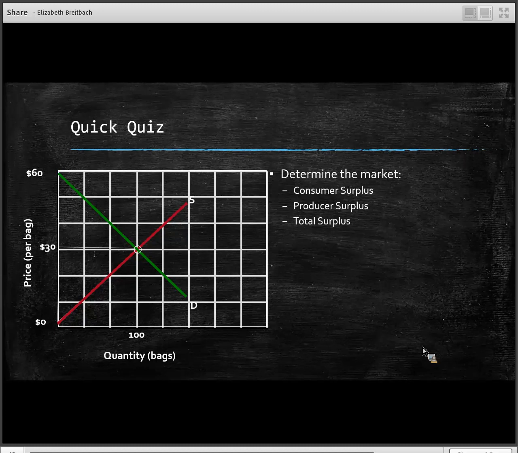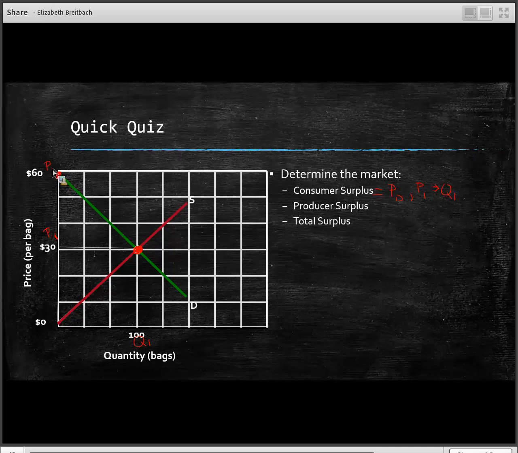Let's start with consumer surplus. Pause if you'd like, otherwise we're going to work this out. Remember, what we need to know is the PD number, the P1 number, and Q1. First, let's determine the equilibrium. The equilibrium is right here, the intersection of the supply and demand curves. So our P1 is 30, and our Q1 is 100. The PD is the intersection of our demand curve with the price axis, and that is 60.